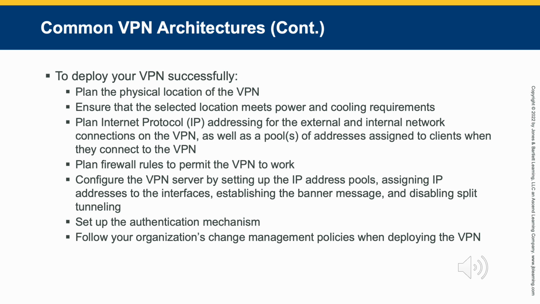Configure the VPN server by setting up the IP address pools, assigning IP addresses to the interfaces, establishing the banner message, and disabling split tunneling. Set up the authentication mechanism. Follow your organization's change management policies when deploying the VPN.